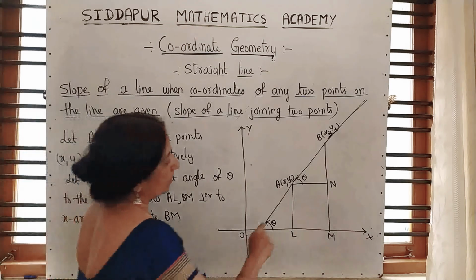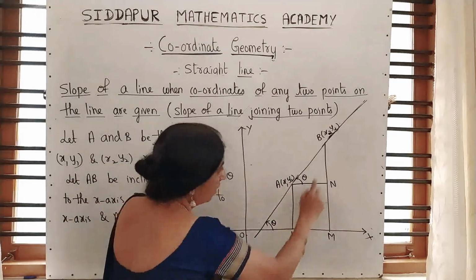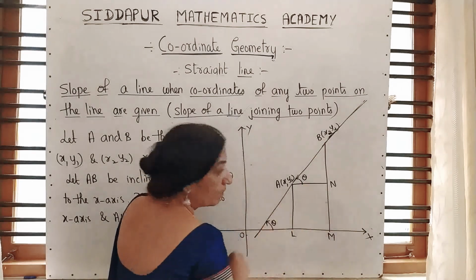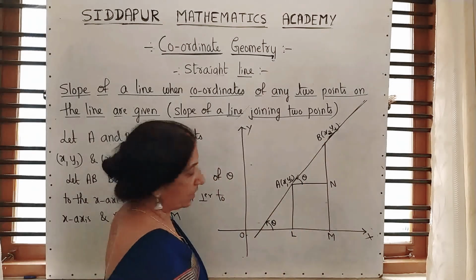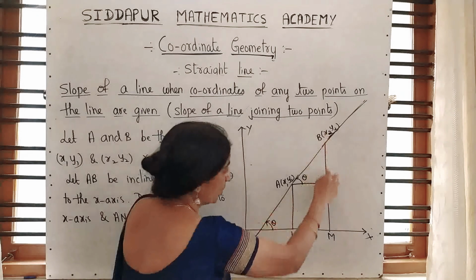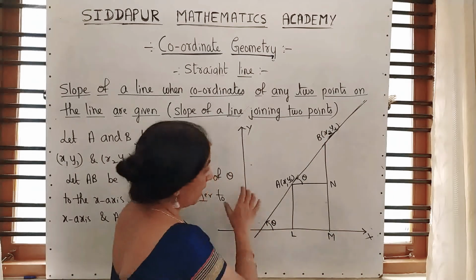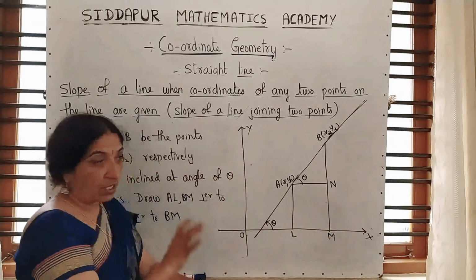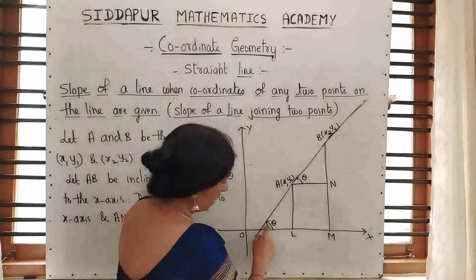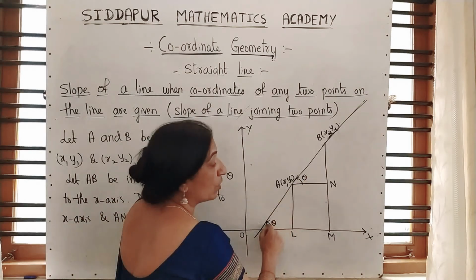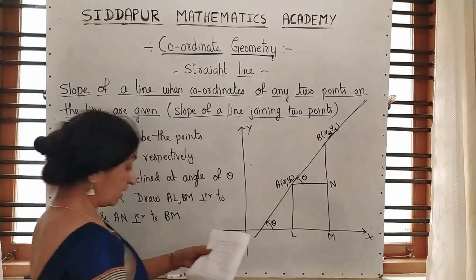After that, write down the construction. Draw AL and BM perpendicular to the x-axis and AN perpendicular to BM. I think till this you understood. See, if this angle is theta, then this is also theta because they are corresponding angles. Understood?